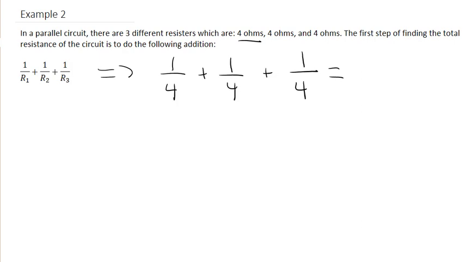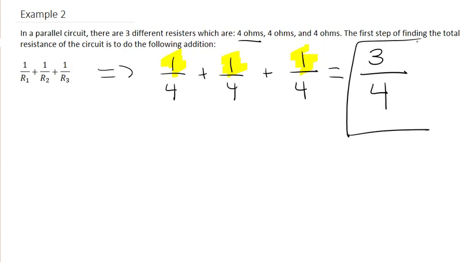And like before, we're only going to add the numerators together. So 1 plus 1 plus 1 is 3. Then we keep the same denominator, which is 4. And so therefore we have 3/4. And this is the first step of finding our total resistance. So let's go ahead and look at another example.